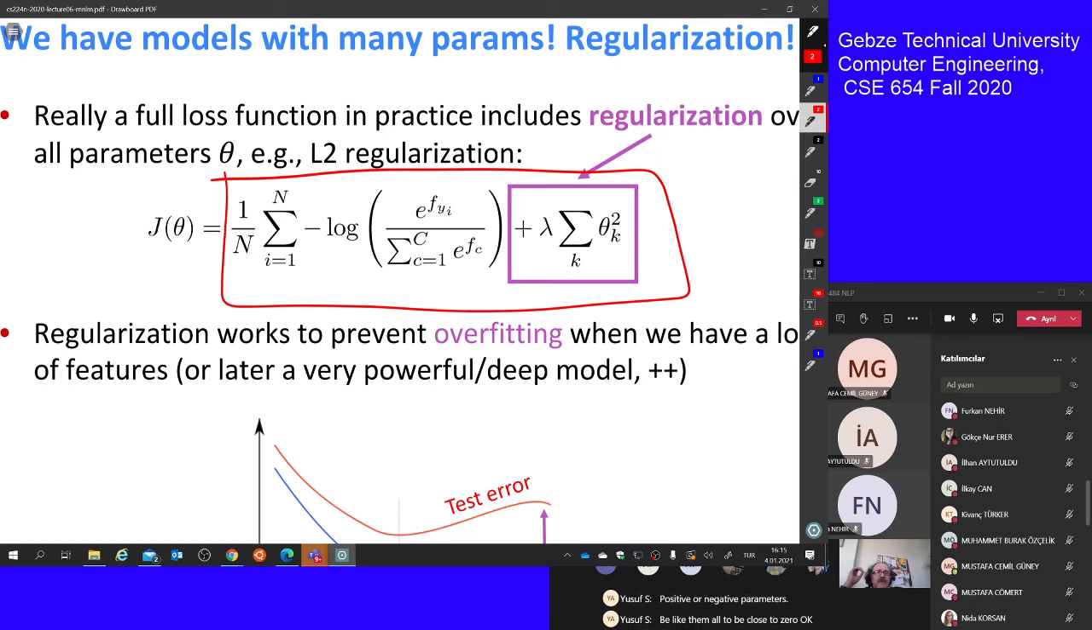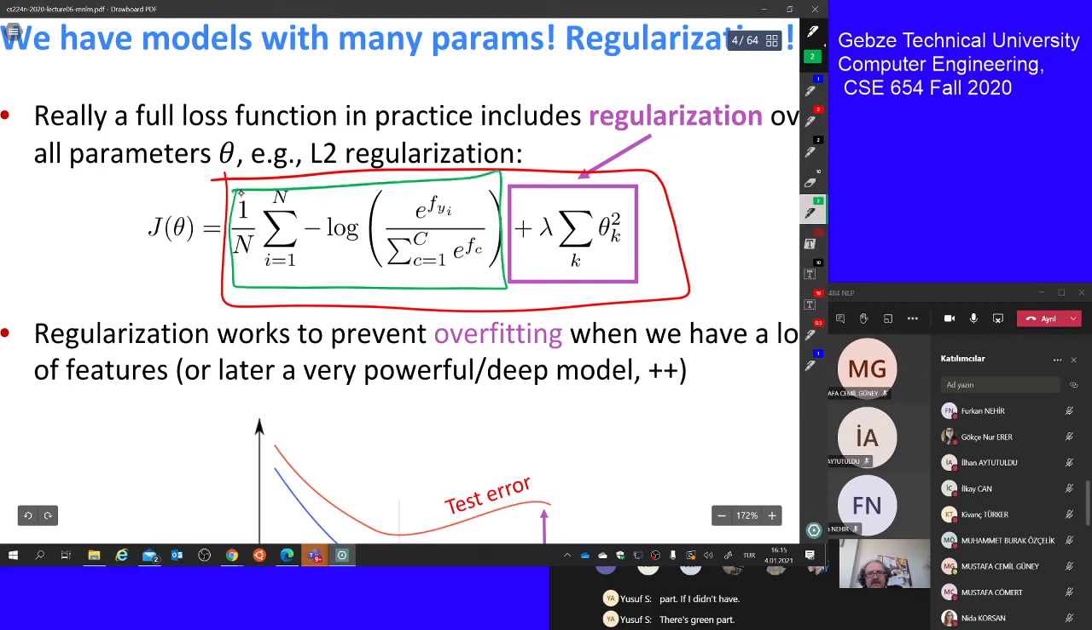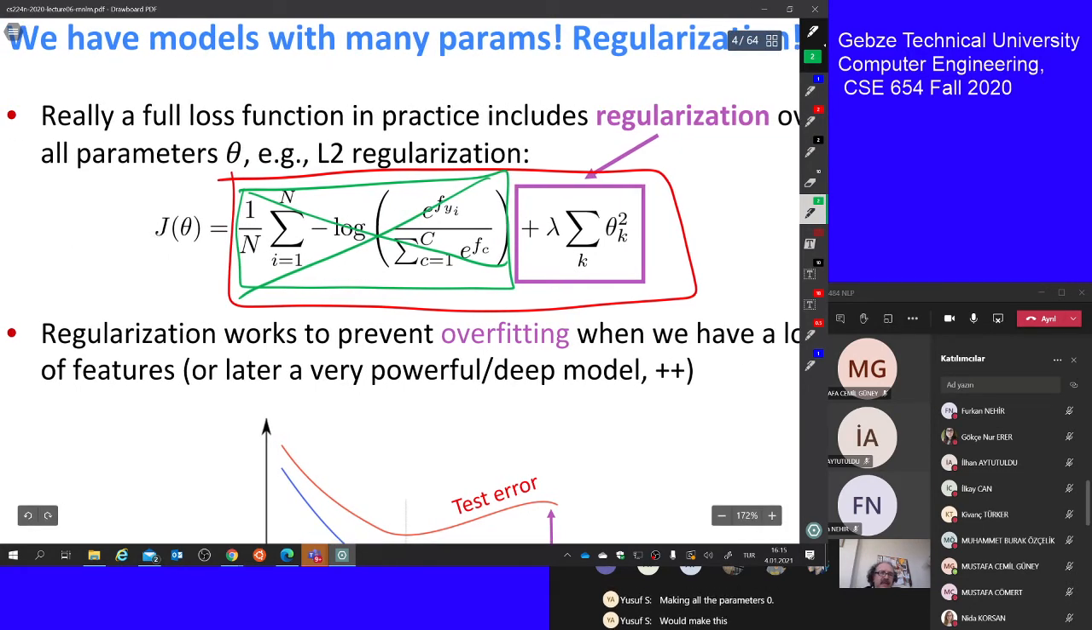Okay. If I didn't have this green part, making all the parameters 0 would make this loss function very happy, right? It would be the smallest possible. You cannot make any smaller than 0, especially with the squares, right? But I have the green part.